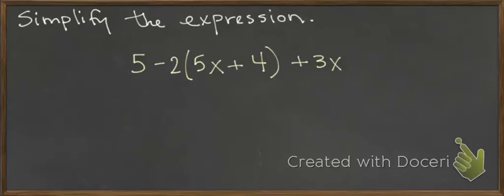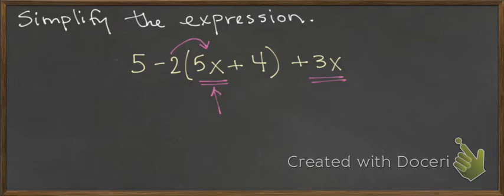Here we're asked to simplify this expression. So I notice off the bat that I have a 5x here and I have a 3x here. Those are like terms. Can I combine those and say I have an 8x? No, because this 5x isn't just 5x. This is 2 times 5x.